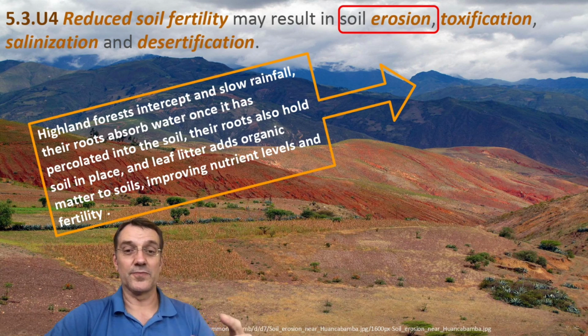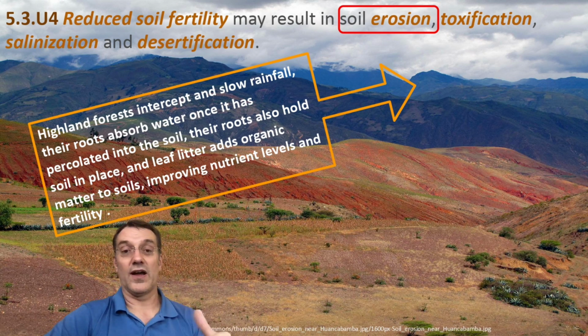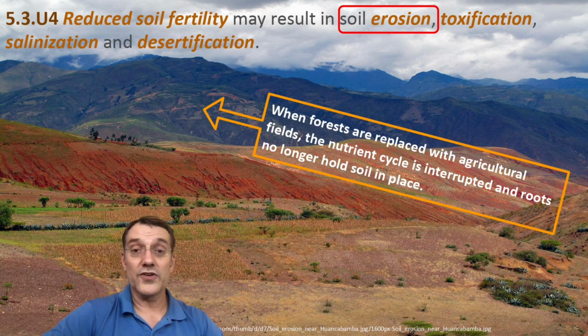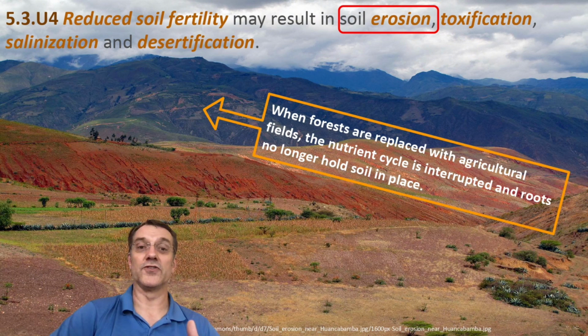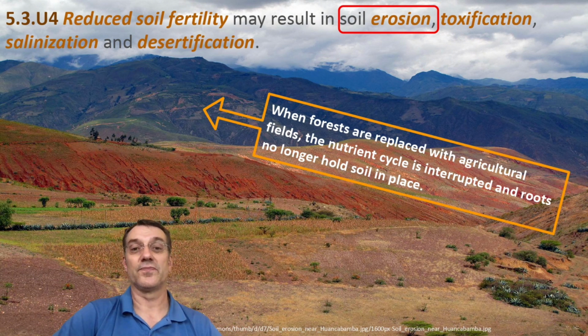So this system provides a model for sustainable soil management. When forests are replaced with agricultural fields, that disrupts this natural balance that we saw in the previous image. The nutrient cycle is interrupted and roots no longer hold soil in place. That represents a critical turning point or a tipping point in soil degradation.